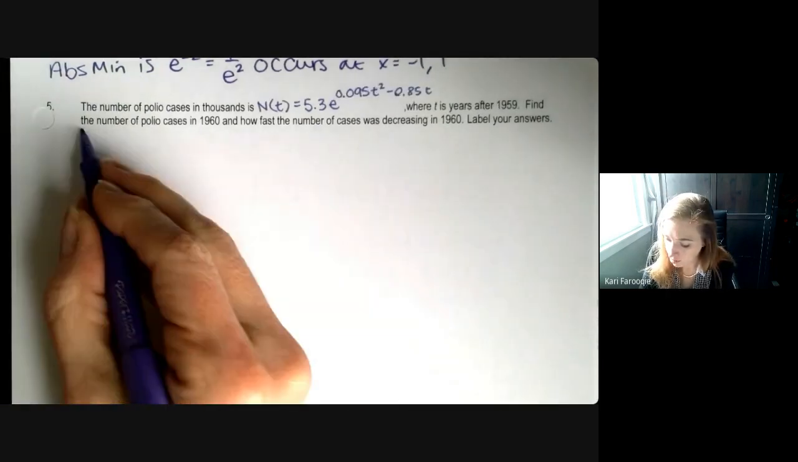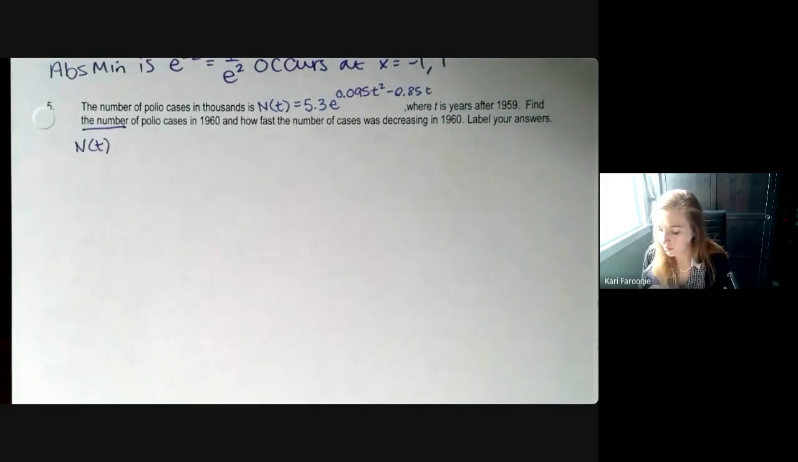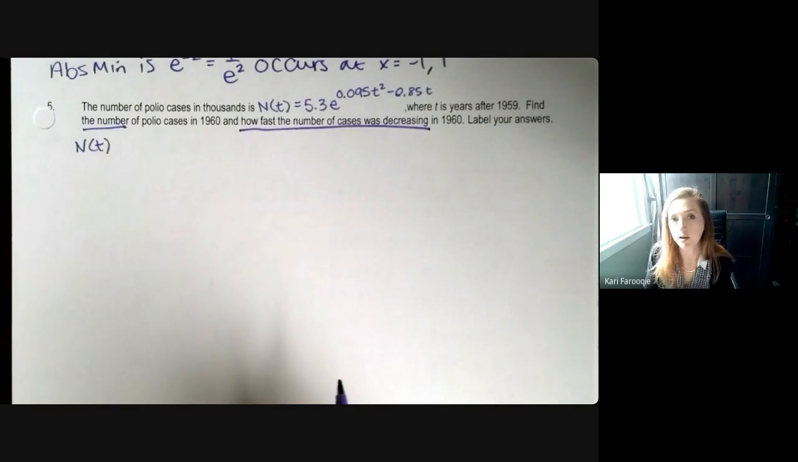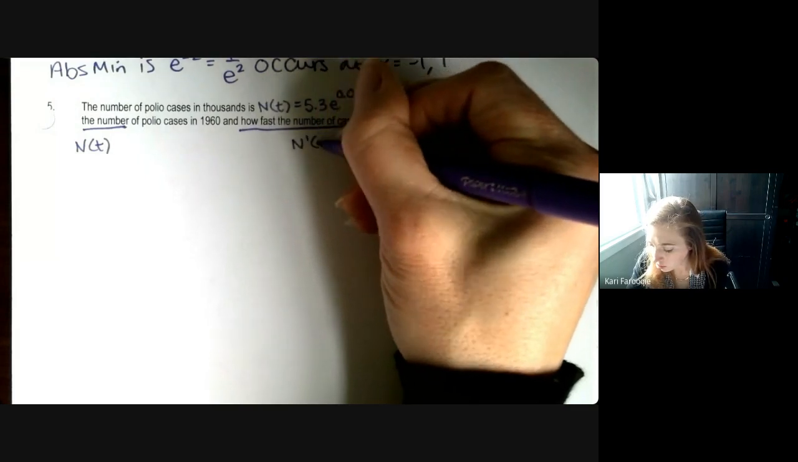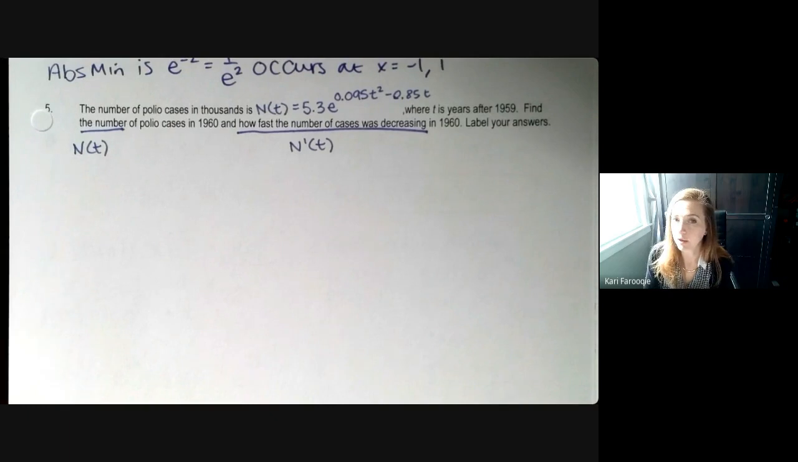Okay, so find the number of polio cases in 1960 and how fast the number of cases was decreasing in 1960. The change in the number of cases is n prime. Okay, we need to be able to read these questions and see what they're asking. So if it's just find the number, cool, evaluate the function. If it's find how fast it was decreasing, we need to take the derivative.